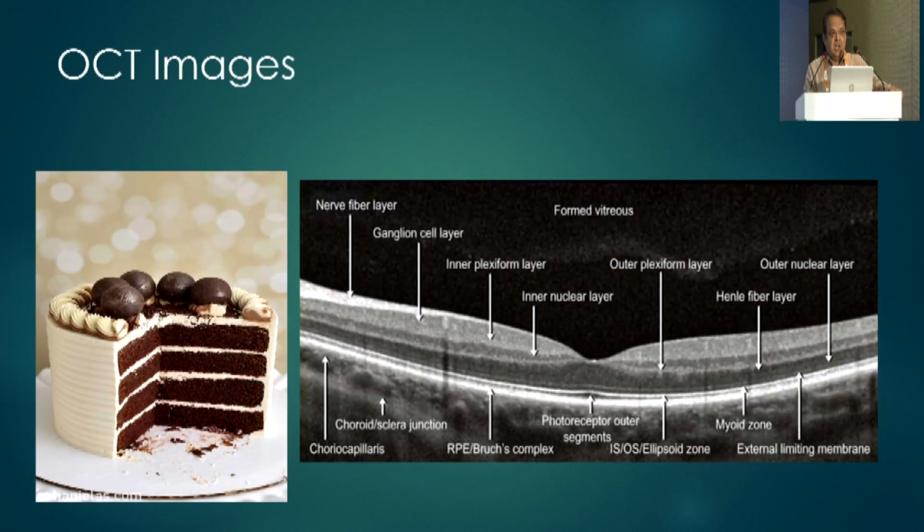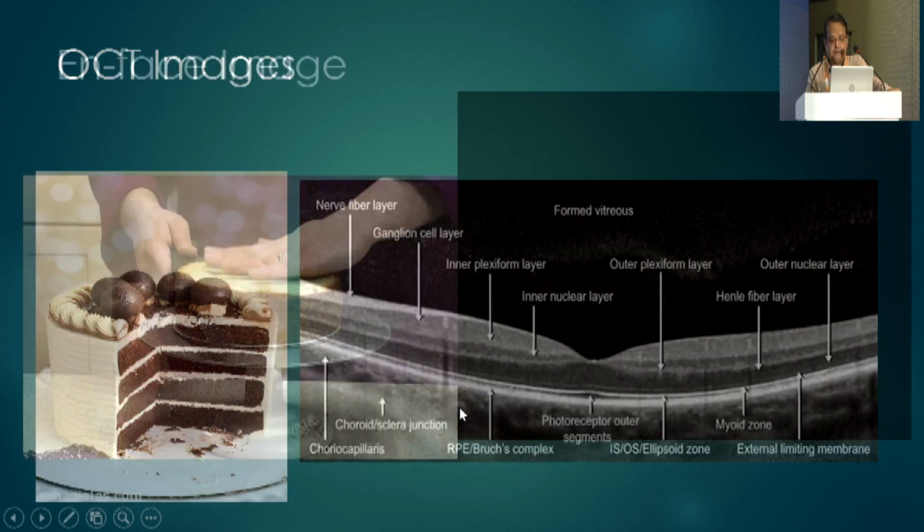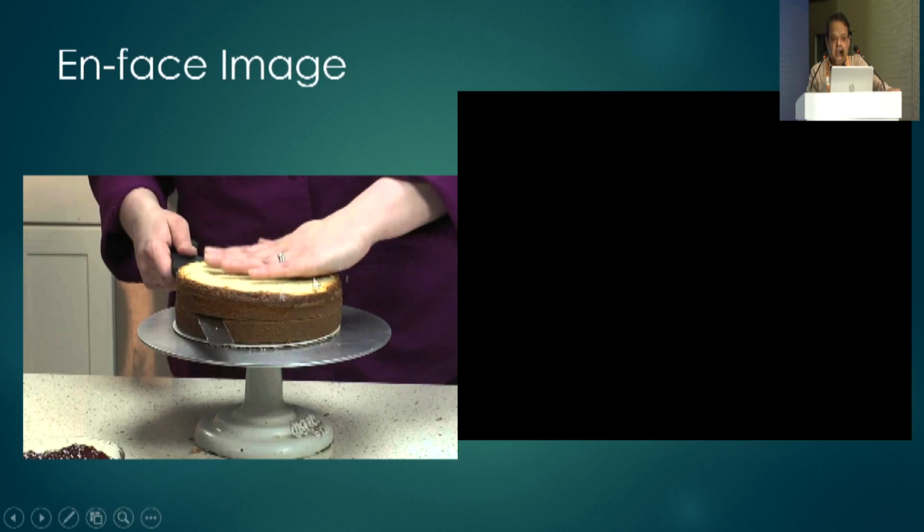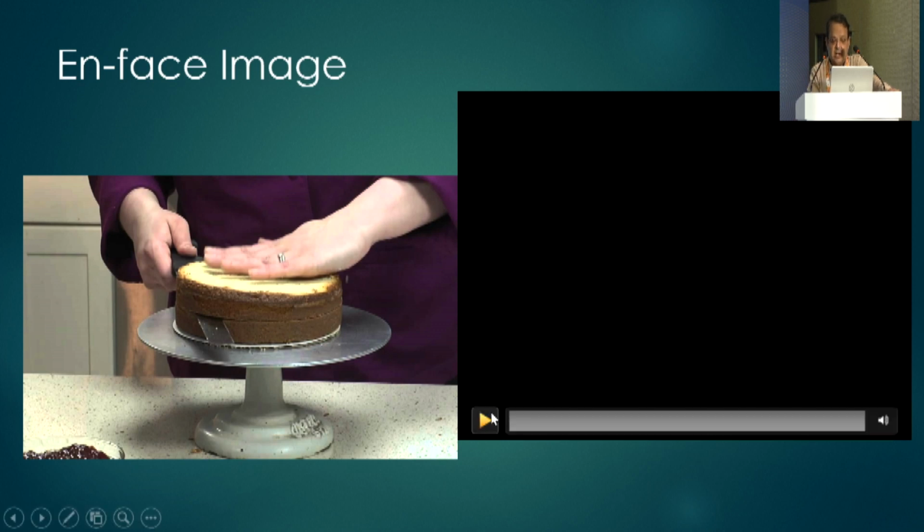If you look at the OCT image, it gives a cross-sectional image. Like if you cut a cake like this, you will see multiple layers of the cake. Similarly, an OCT B scan gives a cross-sectional image of the retina. But if you go on to the OCTA images, this gives you an en face image. Like you cut the cake in a horizontal fashion, then you get multiple slices. And this is what an OCTA does.